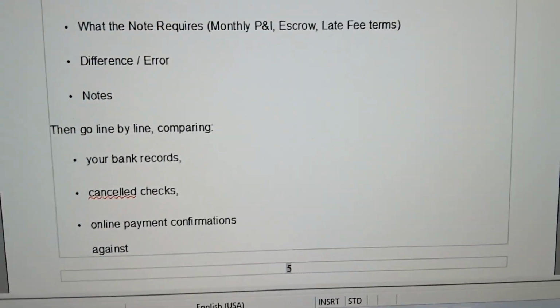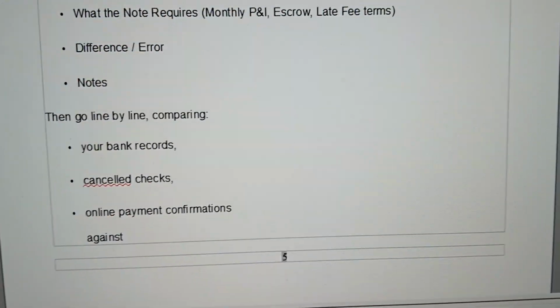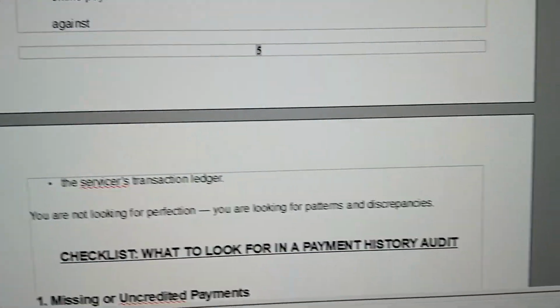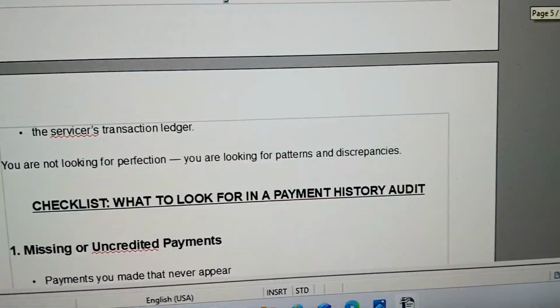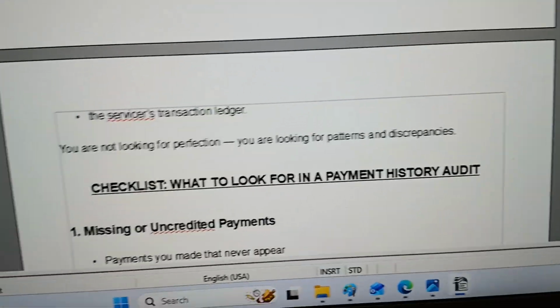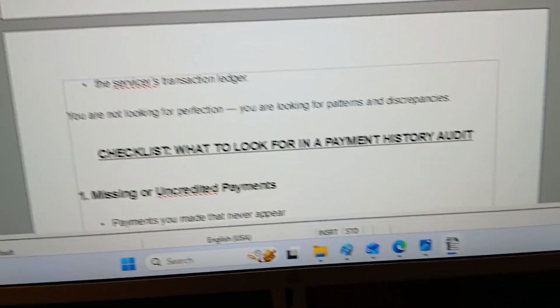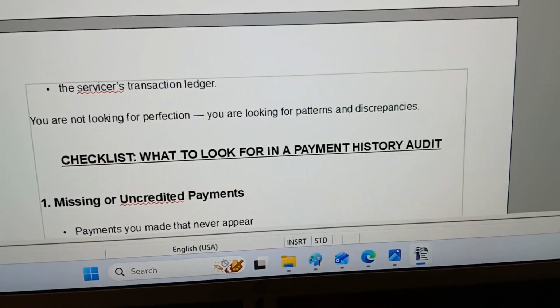Look at your canceled checks and your online payment confirmations against what the servicer is saying. You're not looking for perfection. You're looking for patterns and discrepancies. And believe it or not, there are lots of these, especially if you've had your loan for many years. You're going to find this.